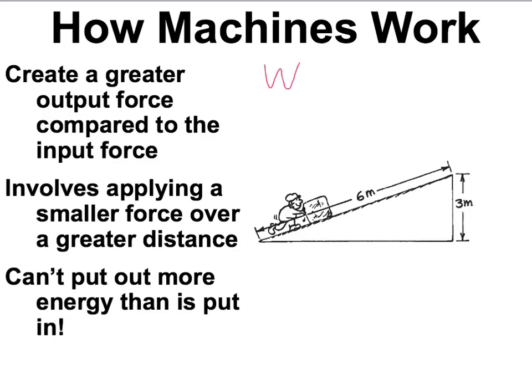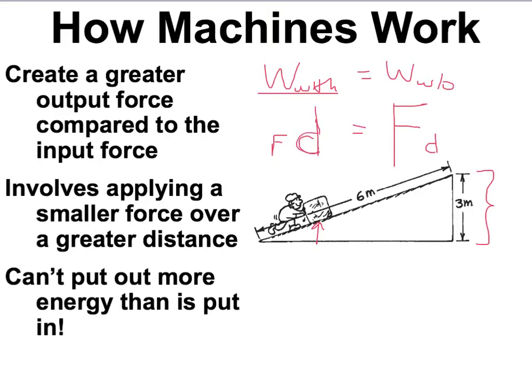So if the work with the machine is the same as the work without the machine, if you didn't have a machine, you'd require this great amount of force, but the distance would be less. Just like lifting up this block right onto the top of this ramp at 3 meters. 3 meters is a smallish distance, but it would require a lot of force. Instead, you could use this machine, an inclined plane, to do work, and that would require less force, but you'd need to move it a longer distance, in this case 6 meters instead of 3 meters.